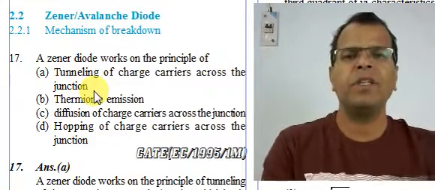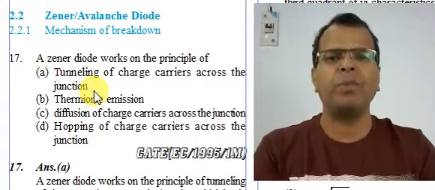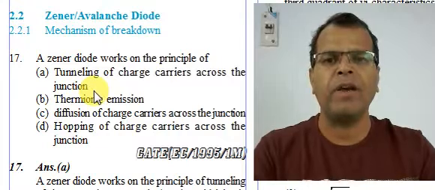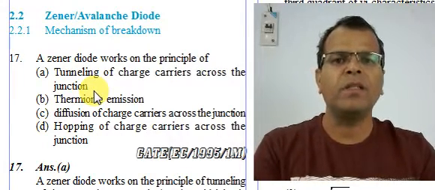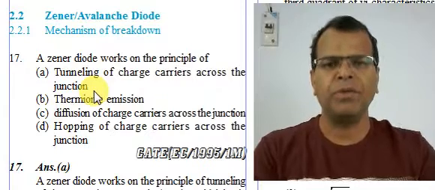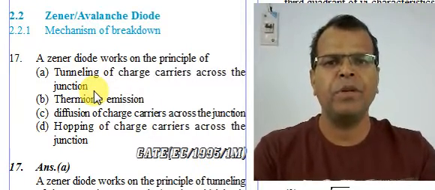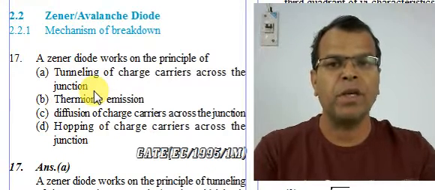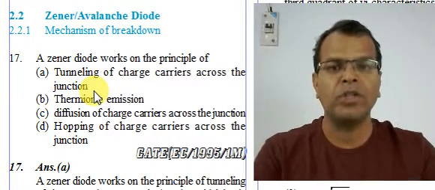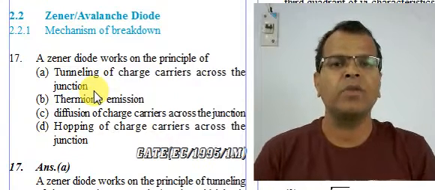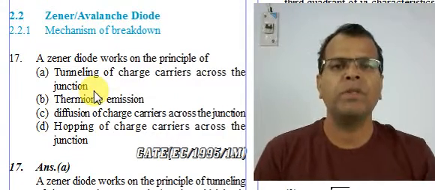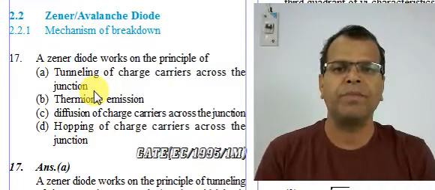Remember, in case of Zener diode, we have heavily doped P and N layers. When there are heavily doped P and N layers, the depletion layer width becomes very small, and there is a probability of jumping of minority charge carriers across the junction. That is known as tunneling. So remember, the Zener diode works on the principle of tunneling phenomena. Fine.